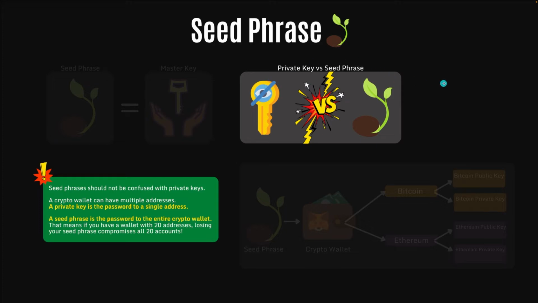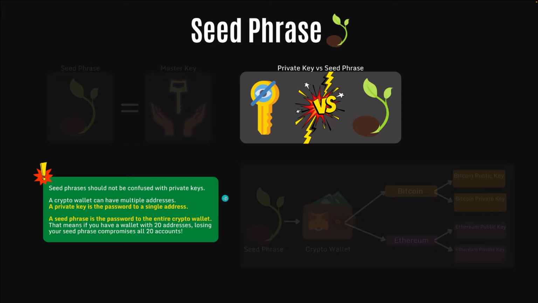So you might be thinking, well, I have a private key. What's the difference between a seed phrase? Well, the private key is the password to a single address, right? So if you have one email address, your private key would be the password to that single email address. A seed phrase is the password to your entire crypto wallet. This means that if you have a crypto wallet with 20 different crypto addresses in it, if you lose the seed phrase, you lose all 20 accounts.